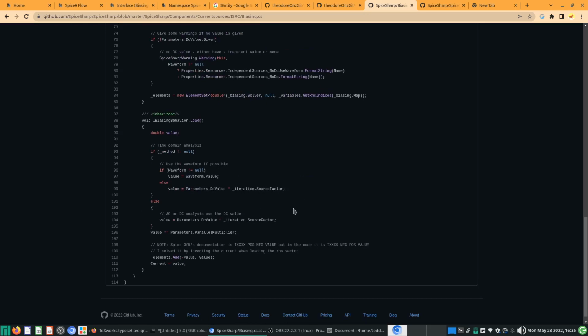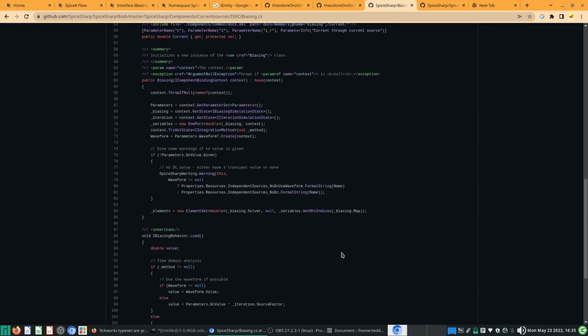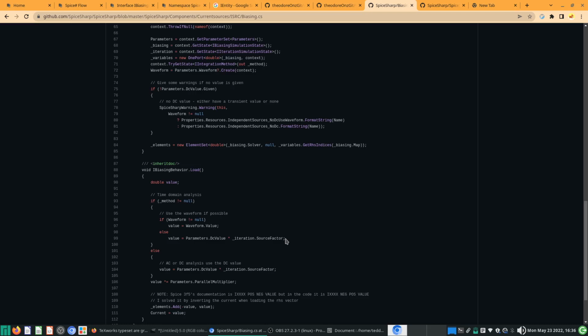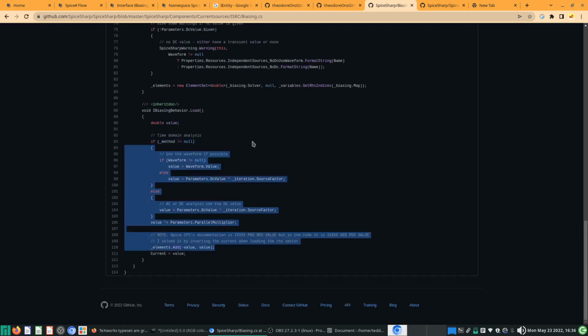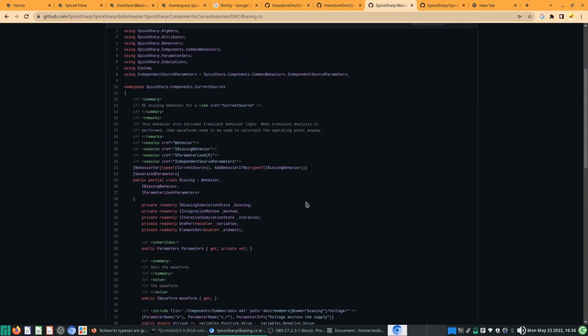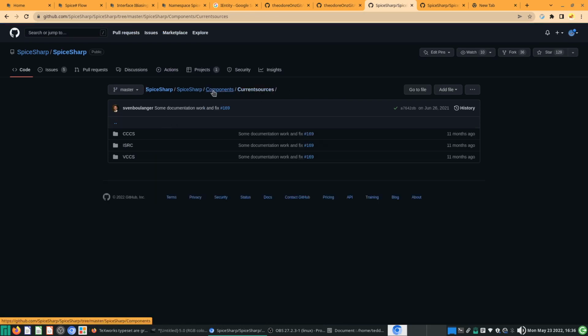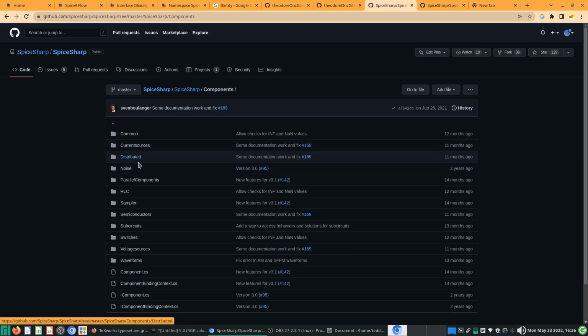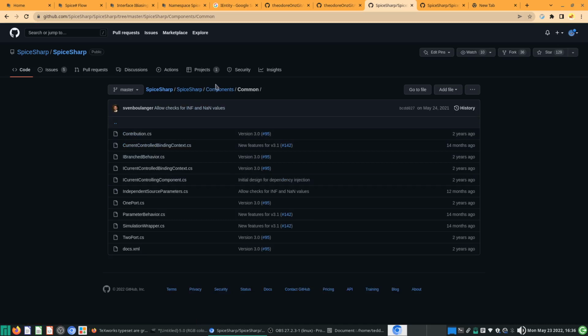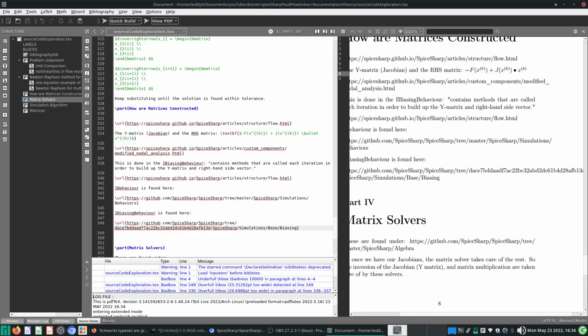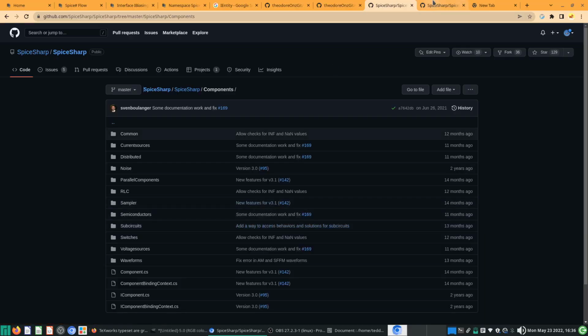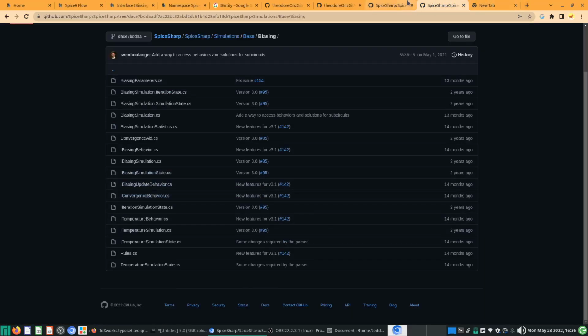Again, I don't exactly see where the Jacobian is constructed explicitly, but it's supposed to be constructed somewhere here. Again, I don't know where, but it's supposed to be constructed somewhere here. So source is current sources. Of course we can look for other components such as switches, semiconductors, RLC, common, and so on. But we found the interface where it's supposed to be responsible for the biasing behavior, and that's why we have the void load going on.